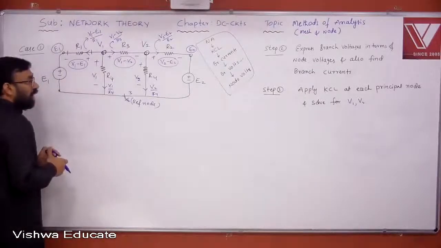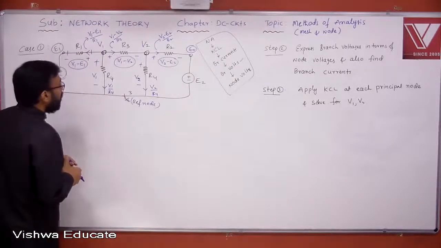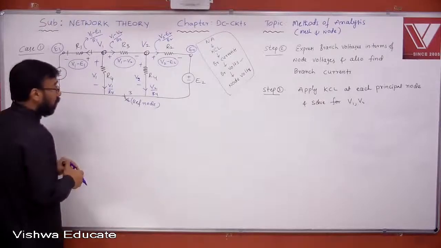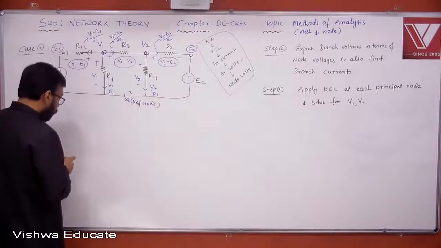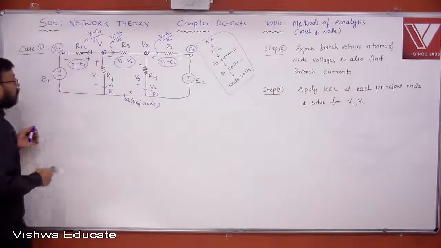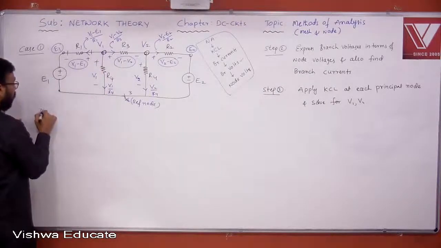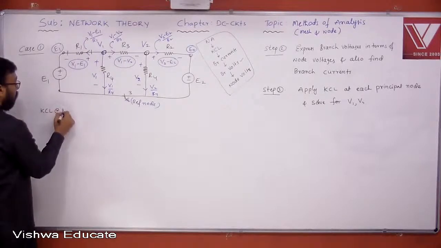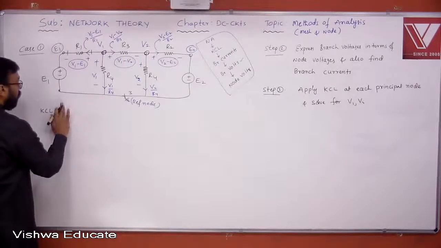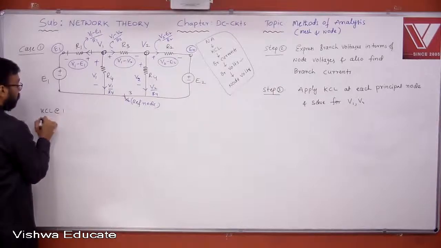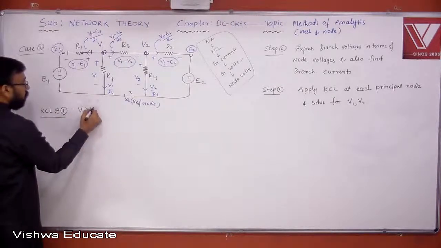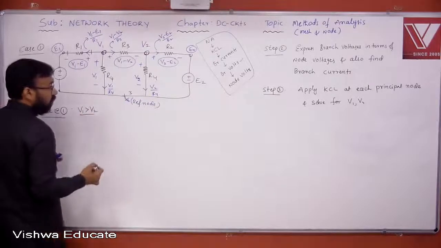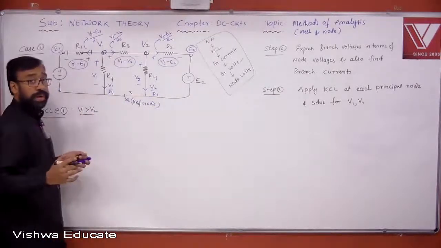Okay. Then now let us apply the third step. Apply KCL at each principal node. Okay. Apply KCL at each principal node. Now let's apply KCL at node 1. KCL at node 1. Assumption V1 greater than V2. Not only V1 greater than V2, but V1 is greater than any other node voltage.